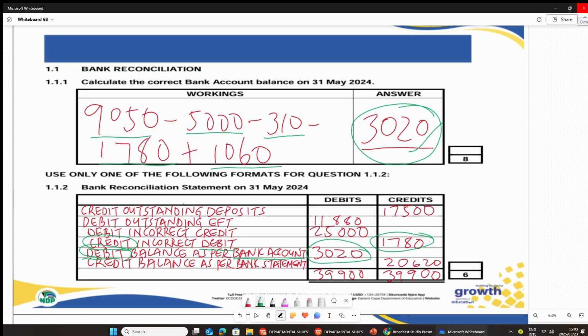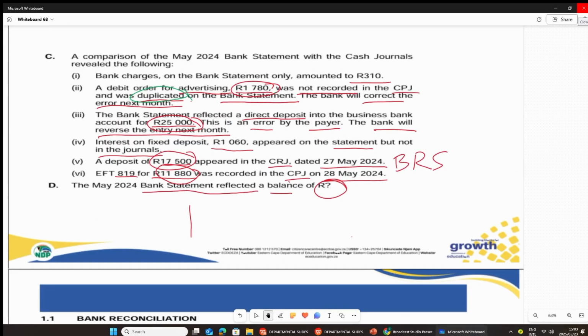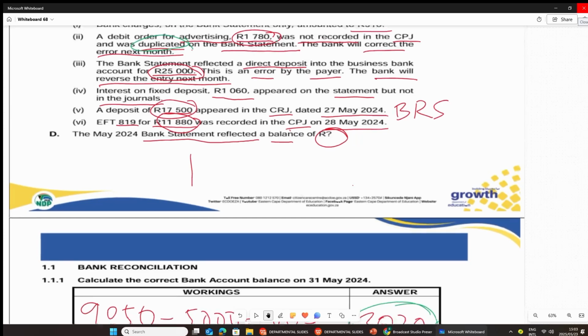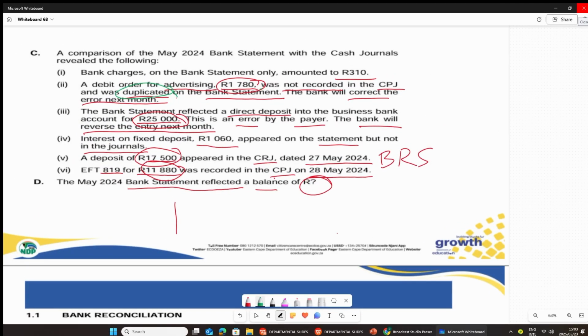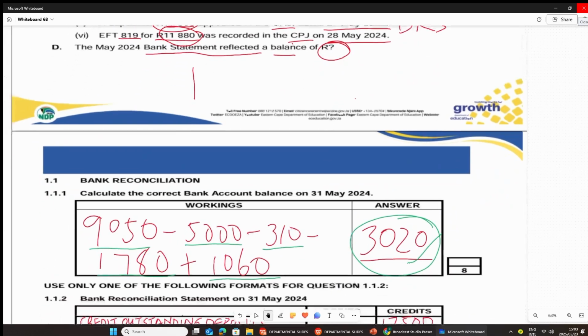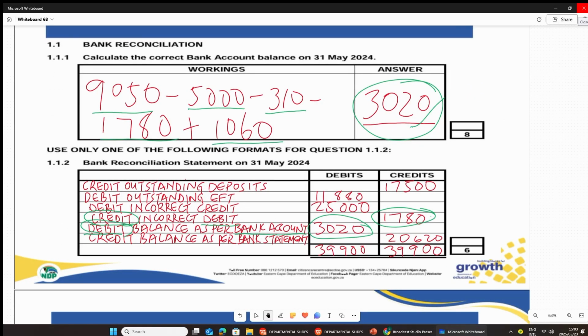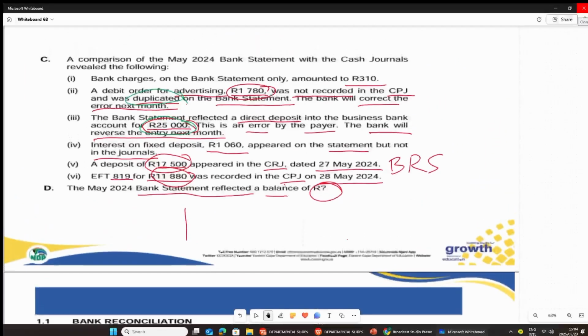Hence, the word credit in front implies that the amount must go on the credit side. Then also, there was a deposit that was made into our account, but the money does not belong to us. It was an error. So that 25,000 rand that you see here also will have to be recorded in our bank reconciliation. Hence now, in our bank reconciliation, we state debit, incorrect credit, because it was credited to our bank statement, but it doesn't belong to us. So therefore, we'll have to do an opposite entry and say debit, incorrect credit, and the amount goes into the debit column.